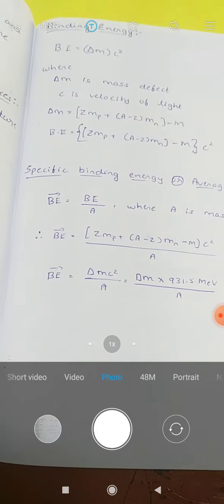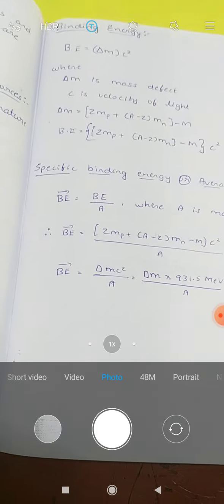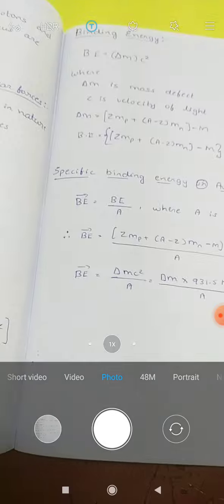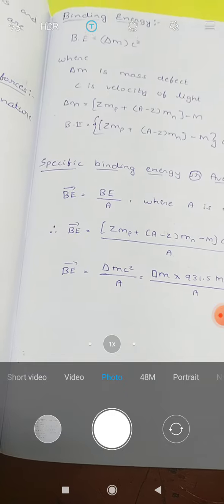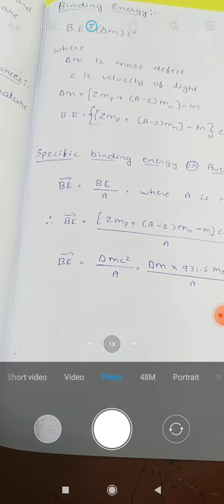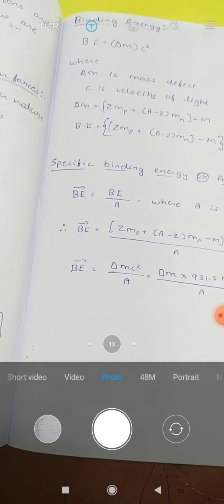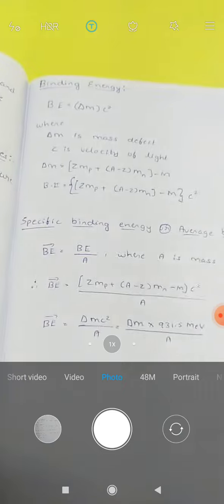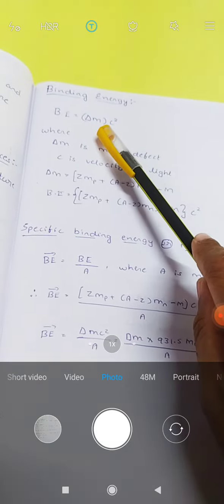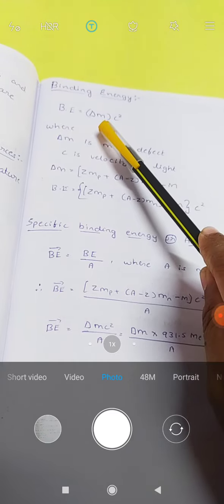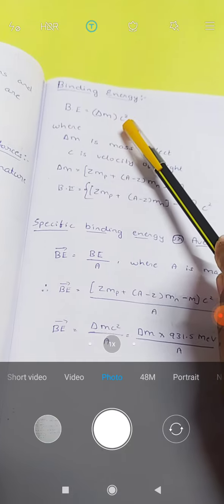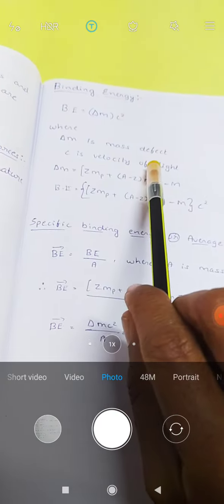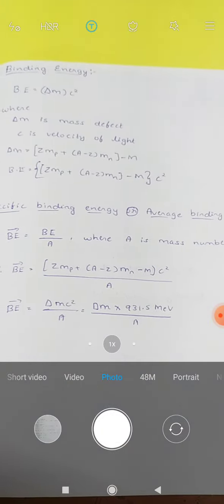So the energy required to remove the nucleons from the nucleus so that they are completely separated from the nucleus of the atom, that is known as the binding energy, or the minimum amount of energy required to break the nucleus into its constituent particles. It is denoted by the letter Be. Be means binding energy. This expression can be written as binding energy Be is equal to delta m into c square, where delta m, as we already studied, is the mass defect, and c is the velocity of light. Its value is 3 into 10 to the power of 8 meter per second.